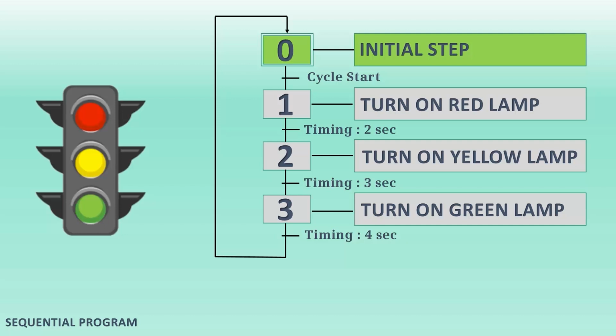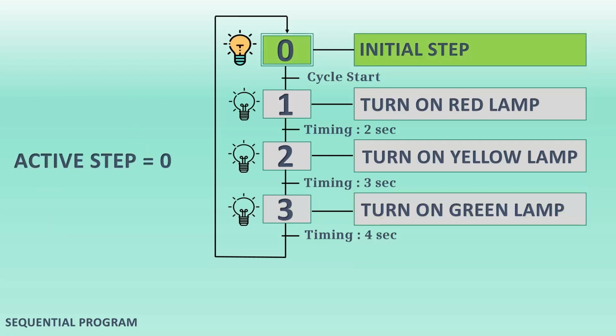During the initial step, the system is in sleep mode, all lamps are turned off. With step number 1, the red lamp will turn on for 2 seconds. With step number 2, the yellow lamp will turn on for 3 seconds. And finally, with step number 3, the green lamp will turn on for 4 seconds.